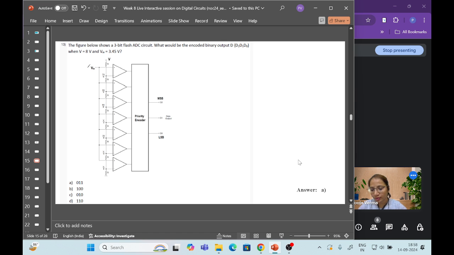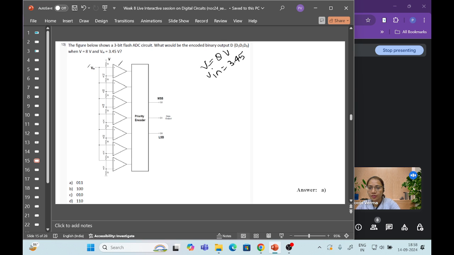Okay, so I'm solving it here. V is given as 8 volt and V in is given as 3.45 volt. Here that 8 volt is given to the voltage divider circuit here to the op-amp.